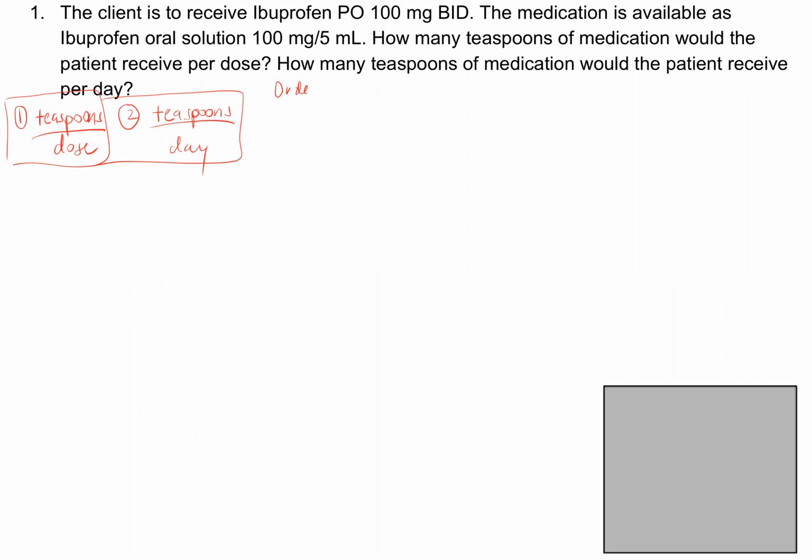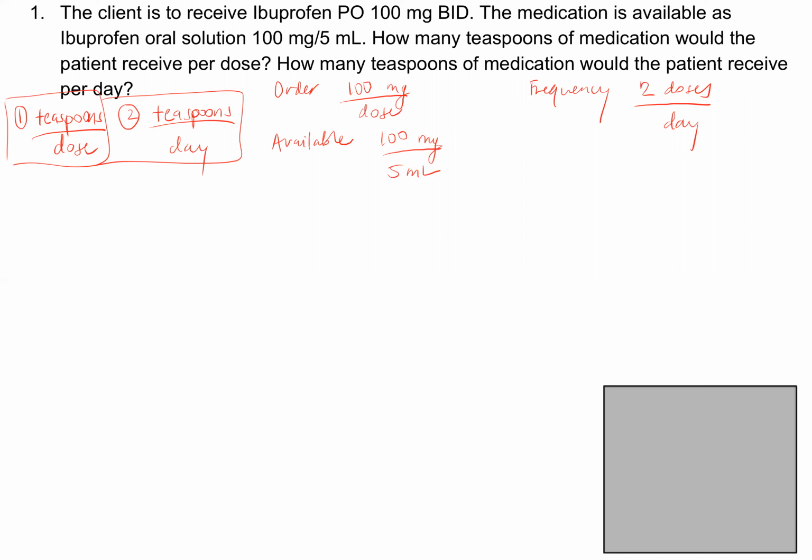And you always want to write down these three: order, availability, and frequency. So our order is 100 milligrams per dose. Our frequency is BID, or 2 doses per day. Our availability is 100 milligrams per 5 mLs.